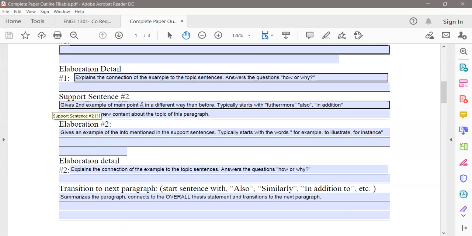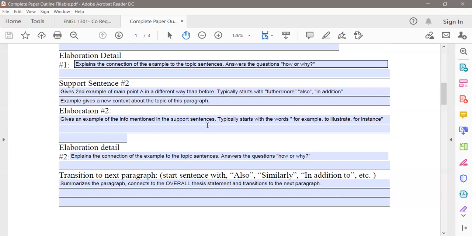And because it's different and because you want to make sure that your audience knows that it is along the same lines, but you're just trying to address it in a different way, it's going to start with the word like furthermore, also, or in addition. This triggers your audience to know, okay, they're giving me a second example or a second reason to go with that main point, and I should connect these two together.